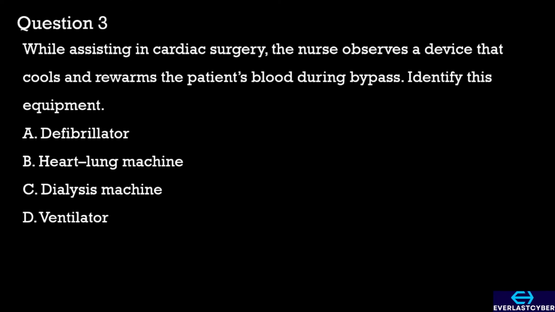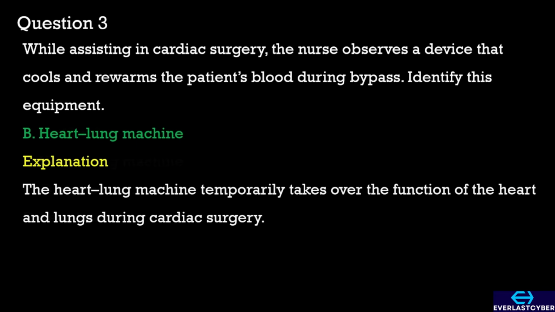In option C, dialysis machine filters waste and excess fluid from the blood when the kidneys fail. This is, however, not used in cardiac surgery. A ventilator supports or replaces breathing by moving air in and out of the lungs, but it doesn't circulate or cool blood. So the equipment from the scenario we have in the question will be option B. The heart-lung machine is the device that cools and rewarms the patient's blood during bypass.